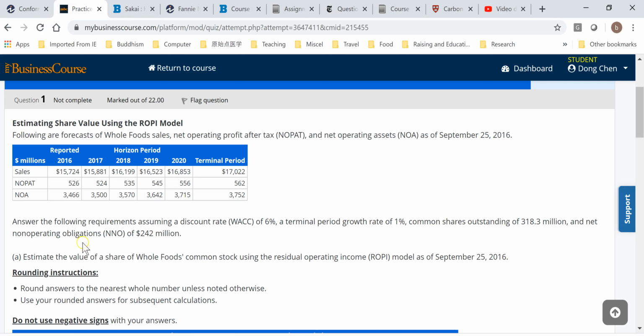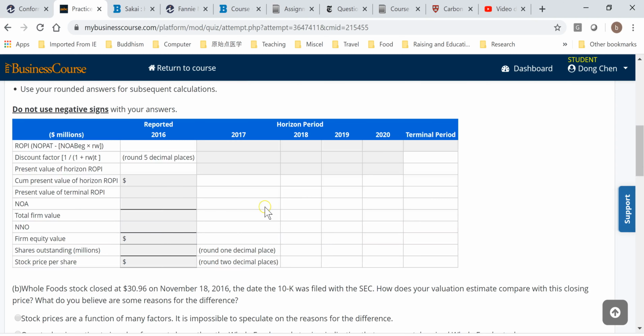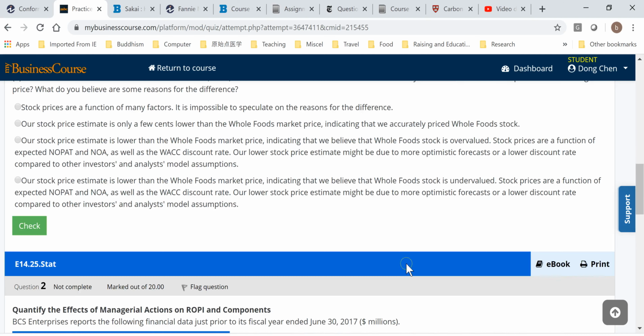the net non-operating obligations, NNO. And then we need to pay attention to the rounding requirement. Round answers to the nearest whole number unless noted otherwise. Use your rounded answers for subsequent calculations. So most of the numbers here we need to round to the whole numbers except for the discount factor, which asks us to round to 5 decimal places, and the stock price, which asks us to round to 1 or 2 decimal places.